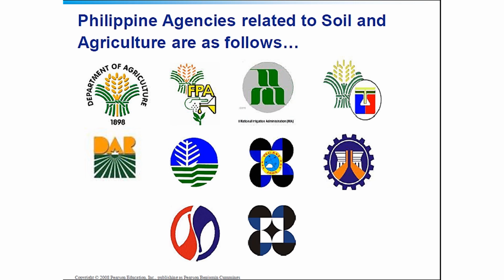All right. We also have DAR, or the Department of Agrarian Reform. We also have DOST, or the Department of Science and Technology. We have NFA, or the National Food Authority. And we also have DPWH. All these agencies are related to soil and agriculture.